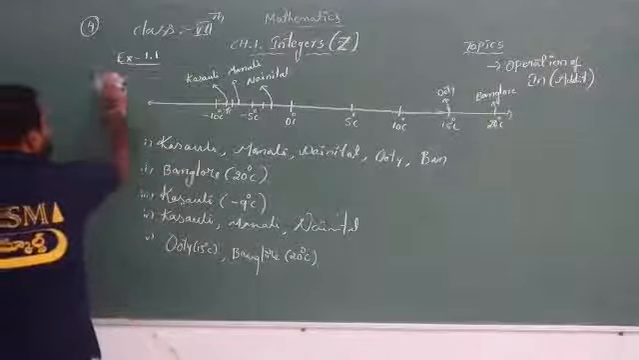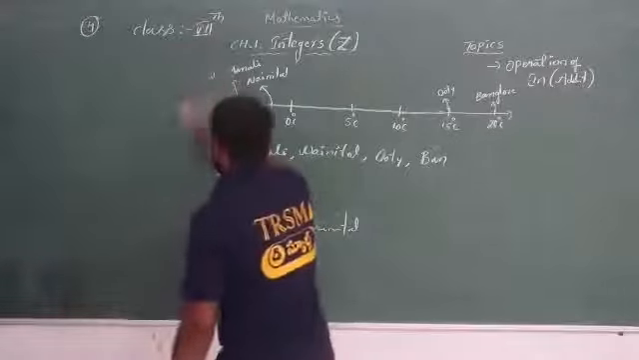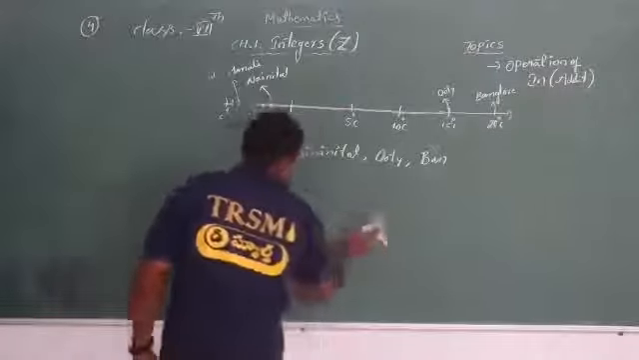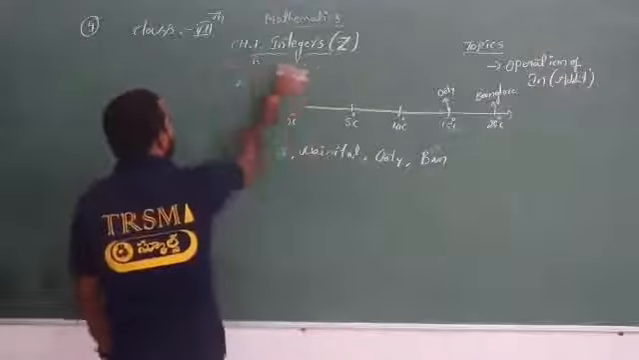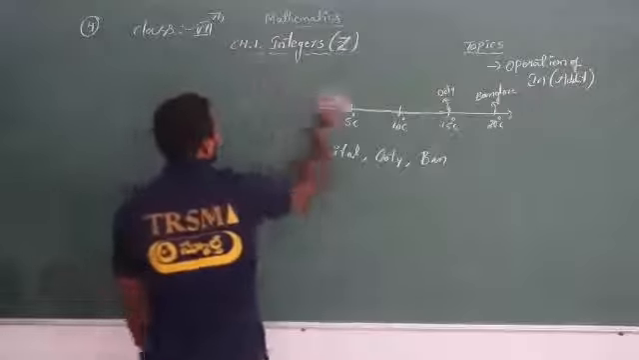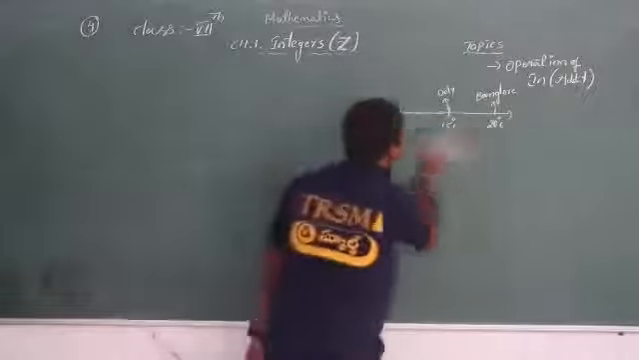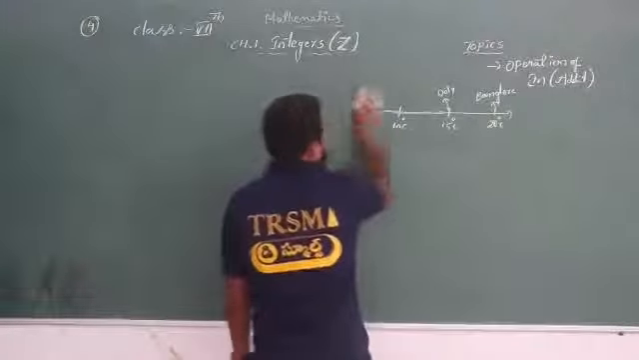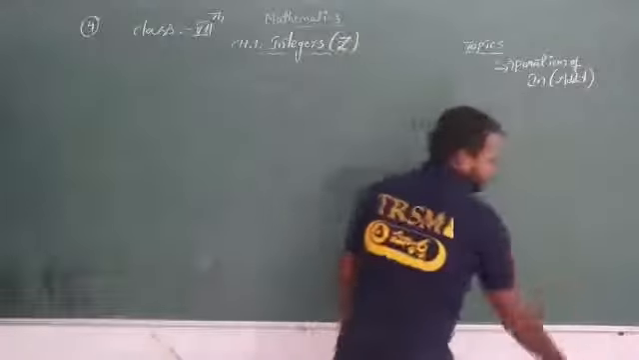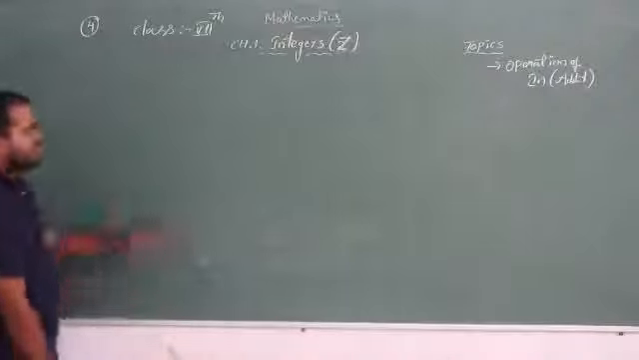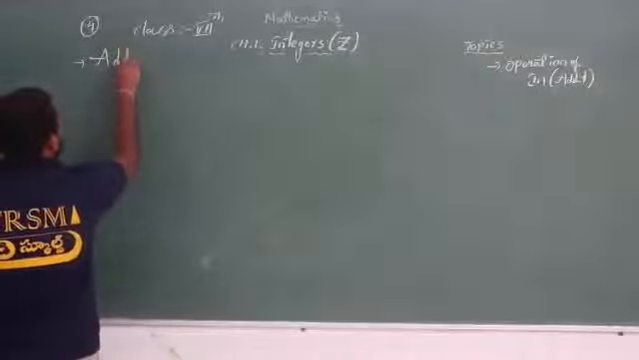So now we will start operations of integers. The first one is addition. To add integers we have to follow some rules. We will see in this class what rules we have to follow to add integers, and how to add integers on the number line, with the steps to follow. The first operation is addition of integers.